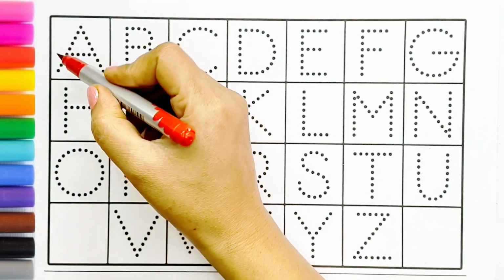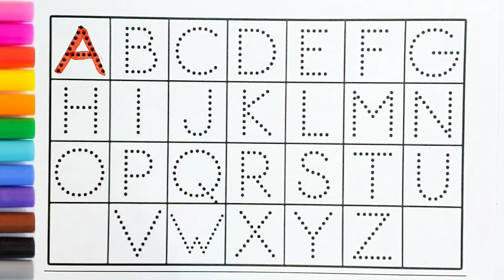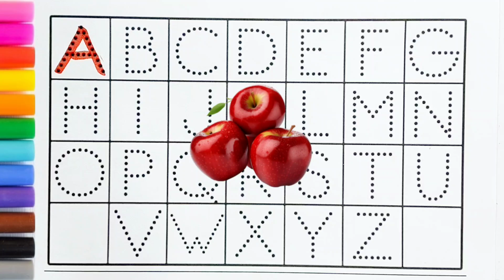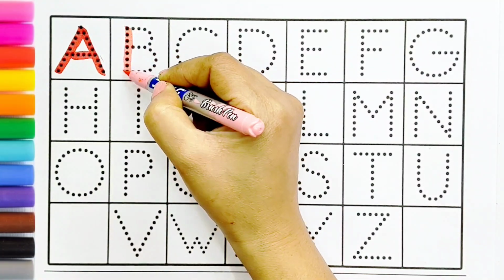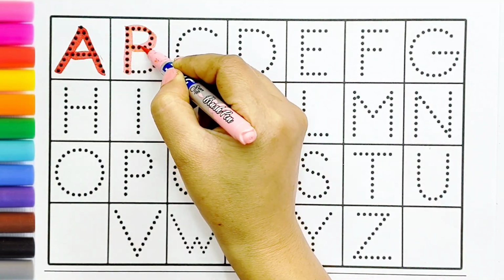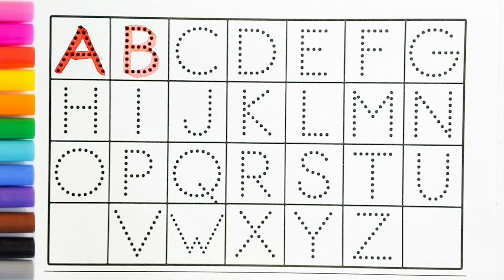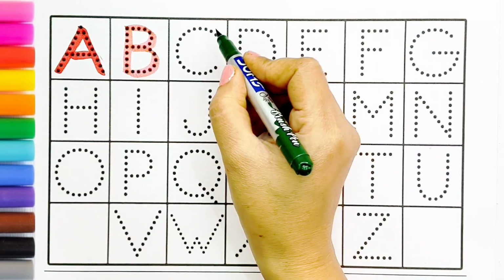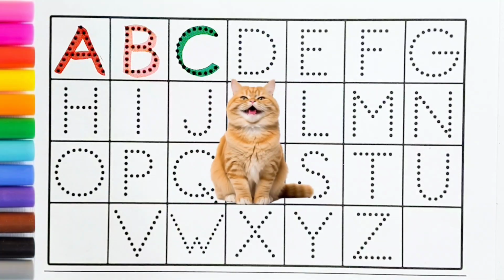Red color. A for apple. A for apple. Peach pink color. B. B for bird. B for bird. Dark green color. C. C for cat. C for cat.